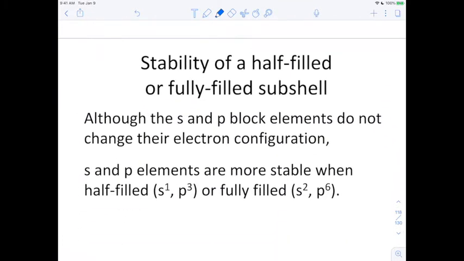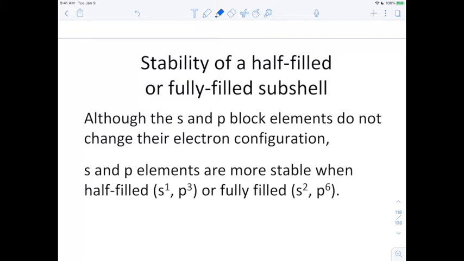All right, so here it says stability of a half-filled or fully filled shell. So although the S and P block elements do not change their electron configuration, I see a question coming in about irregulars. We don't see irregulars in the S and the P's, but there are more than just the period 4 and 5. They are throughout the D and the F block.